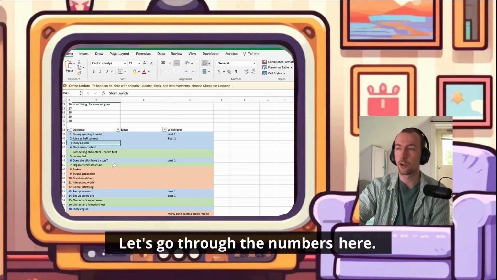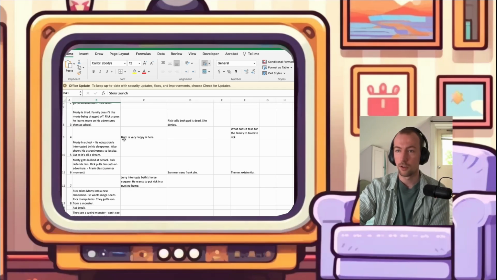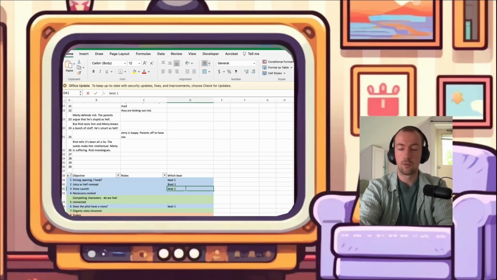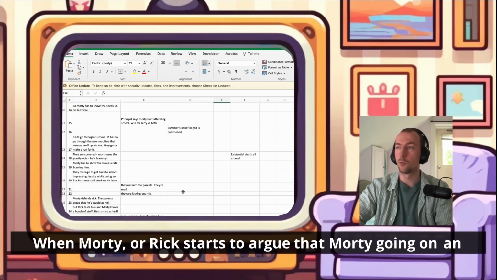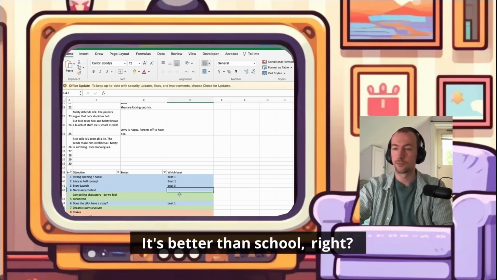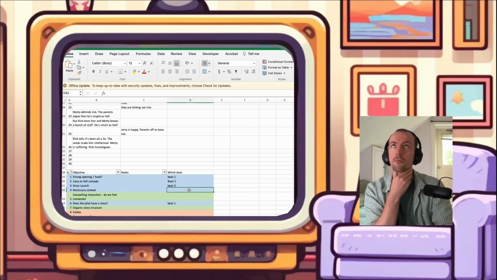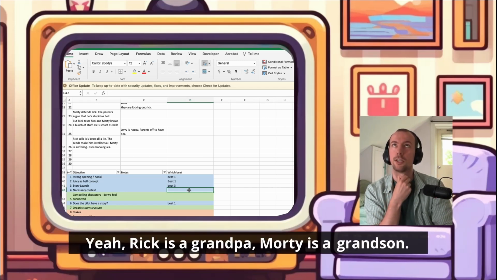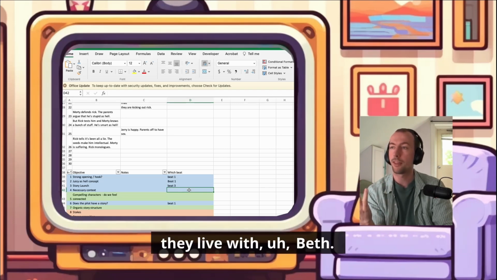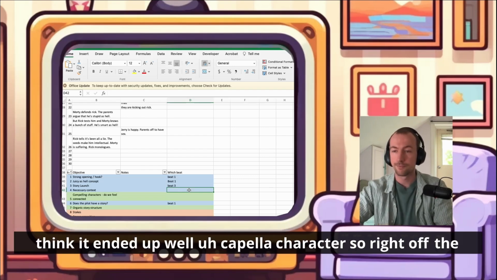Okay, let's go through the numbers here. Story launch. Launch is beat number 3, I'd say, when Rick starts to argue that Morty going on an adventure is good. It's better than school, right? The necessary context: what context was given actually? Rick is a grandpa, Morty is a grandson. They live with Beth. So very little context is actually required, I think. And it did that well.